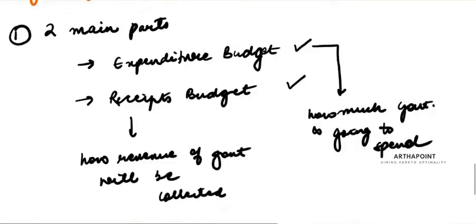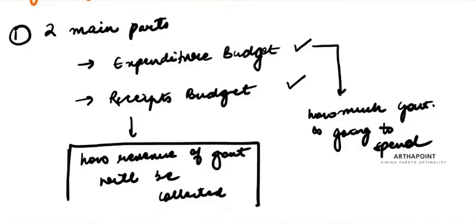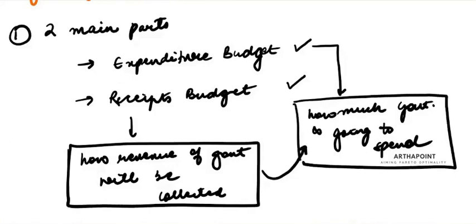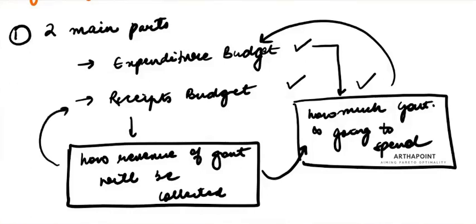Ideally, the revenue of the government is collected to meet the expenditures of the government. So, we are just trying to see how the government is going to collect the revenue and how it would be using the revenue. Using the revenue means incurring an expenditure that becomes part of the expenditure budget. Collecting the revenue is receipt that becomes part of the receipt budget.